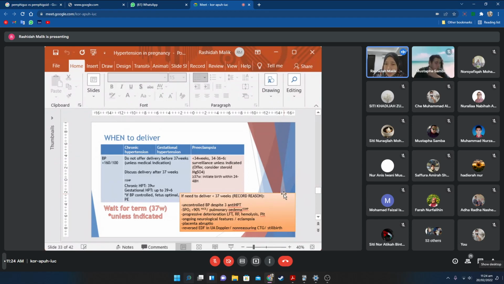If there is eclampsia, of course, ongoing neurological features, headache, blurring of vision, nausea and vomiting, or progressive deterioration of the blood tests, liver function, renal function, evidence of hemolysis and platelets, or the baby is already affected before 37 weeks, such as placental abruption, you cannot wait to deliver the baby. If there is reversed flow in the umbilical artery Doppler, non-reassuring CTG, or the baby has already had a stillbirth before 37 weeks. So these are the reasons that you need to consider delivering the baby before 37 weeks.